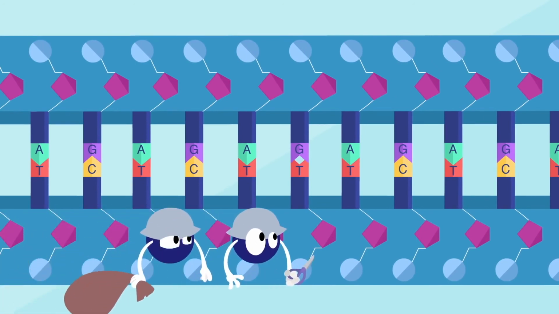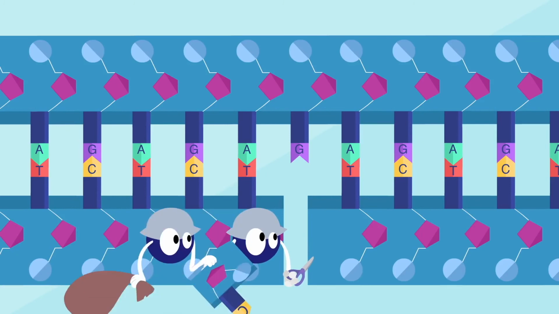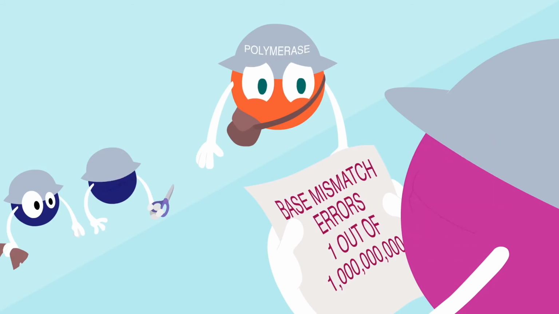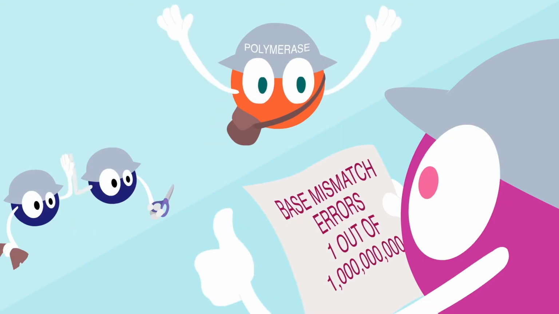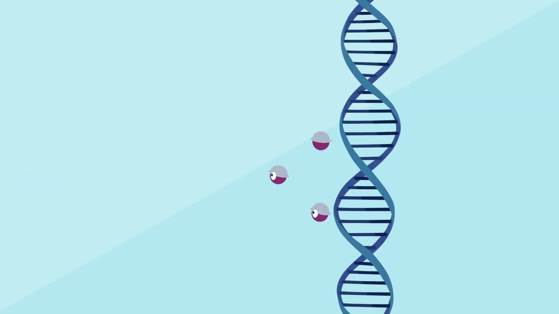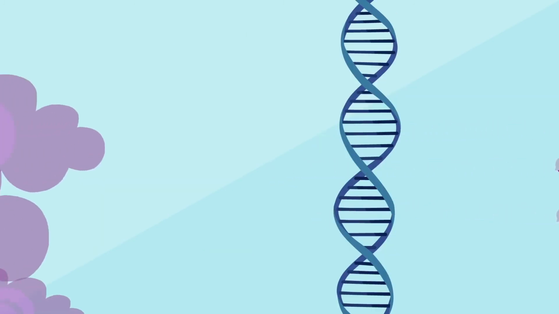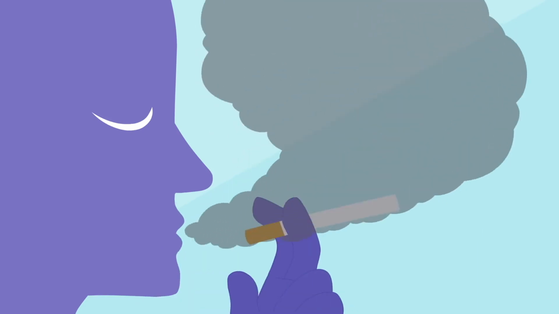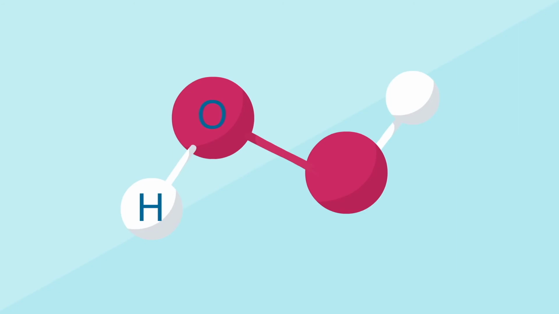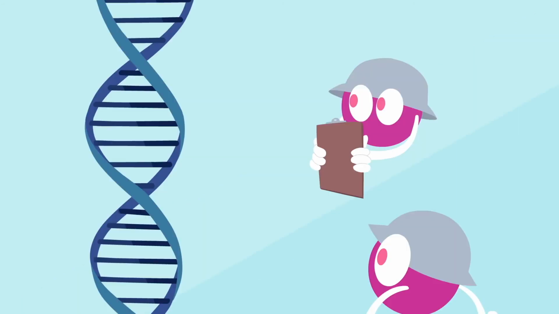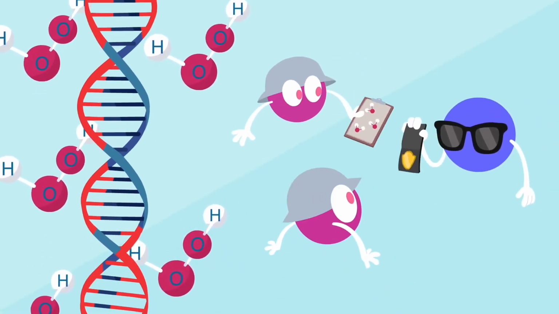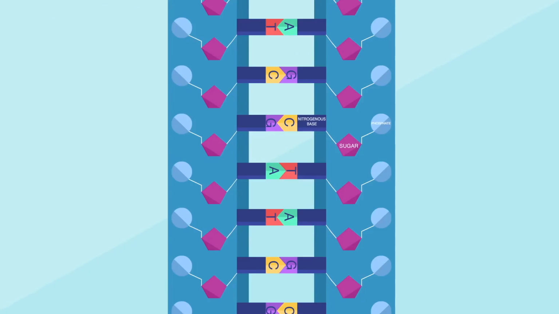If they find a mismatch, they cut out the incorrect nucleotide and replace it. This is called mismatch repair. Together, these two systems reduce the number of base mismatch errors to about 1 in 1 billion. But DNA can get damaged after replication too. Lots of different molecules can cause chemical changes to nucleotides. Some of these come from environmental exposure, like certain compounds in tobacco smoke. But others are molecules that are found in cells naturally, like hydrogen peroxide. Certain chemical changes are so common that they have specific enzymes assigned to reverse the damage. But the cell also has more general repair pathways.